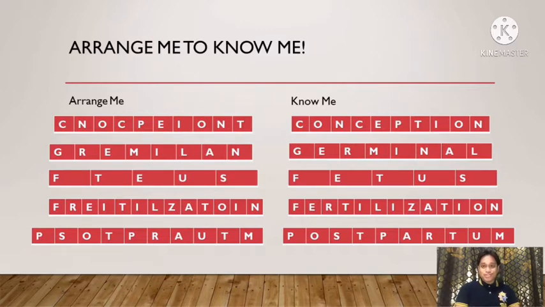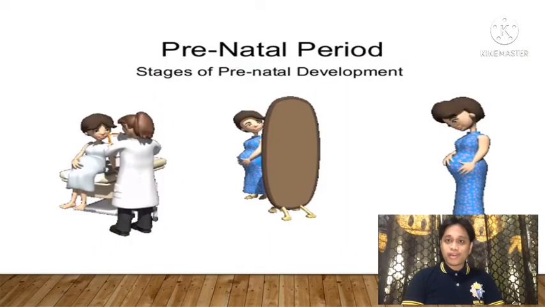The first one is conception, the second one is germinal, the third one is fetus, the fourth one is fertilization, and the fifth one is postpartum. I assume that you already got the correct answers. As you can see, these words are connected with our lessons for today, which we are going to tackle in the next slides. So here we have the prenatal period, or the stages of prenatal development.